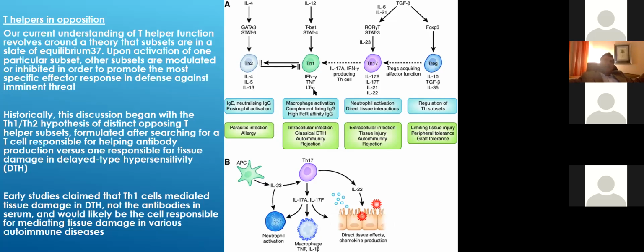They will inhibit the Treg, they will inhibit the Th17 and Th2, making your immune system move in that one direction. And so we would have something we call equilibrium here, right? Okay. So upon activation of one particular subset, other subsets are modulated or inhibited in order to promote the most specific, effective response in defense against the imminent threat.